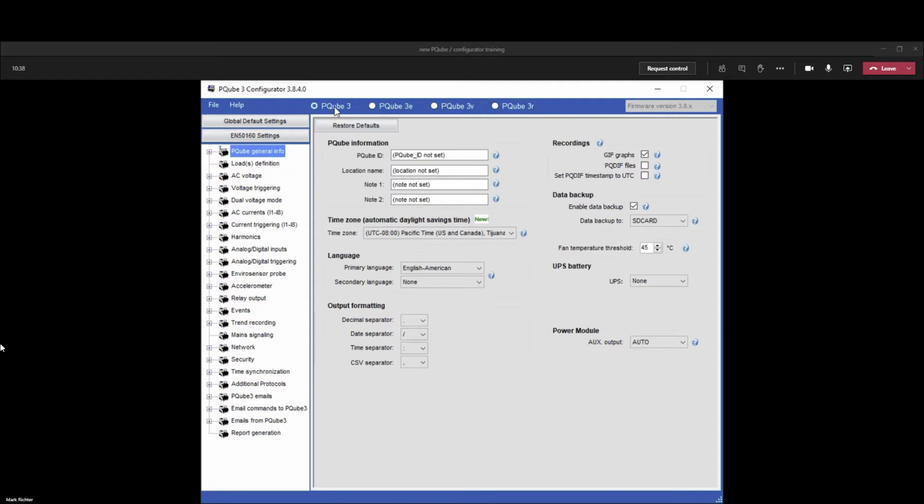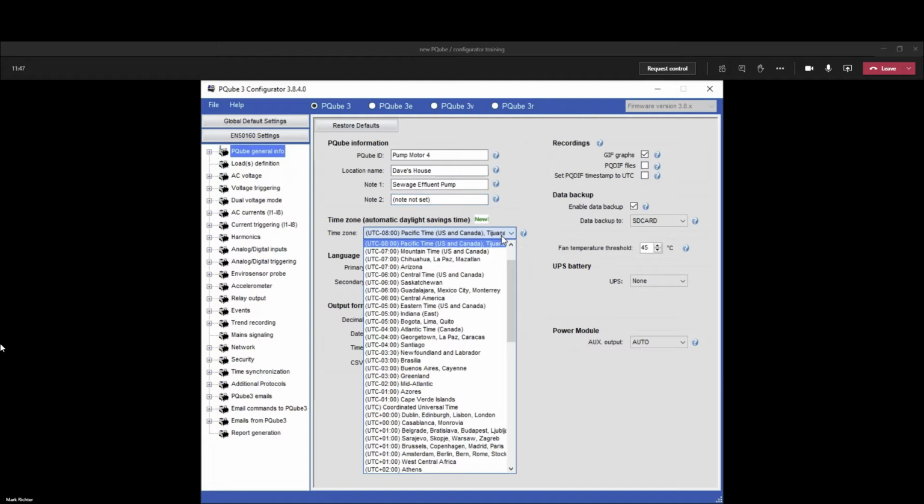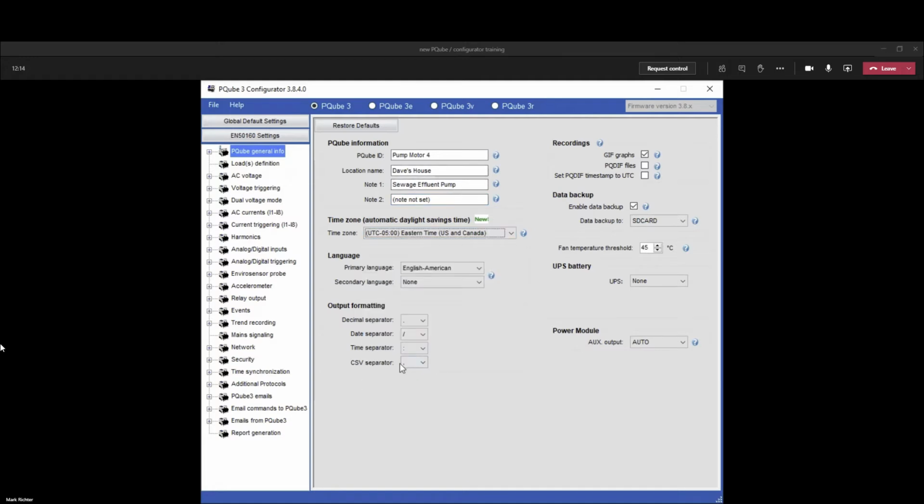So the first thing we need to do is select, on this little bar at the top, which PQube we have. And this one we have is a PQube 3. The PQube ID is usually the name of a machine, a motor, a pump, or a process, so we could say this is pump, motor, or location, Dave's house, outfall, SPW storage influent. Then the typical time zone. Everything else you can leave as default.